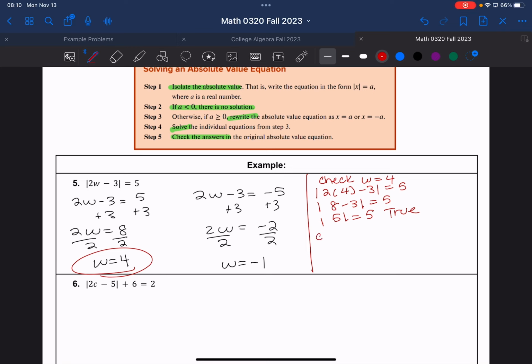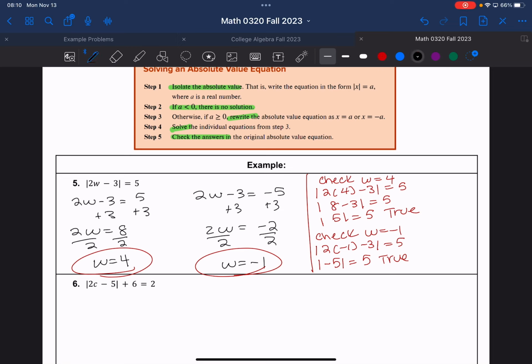Now I'm going to check w is equal to negative 1. So I'm plugging in negative 1 now. When I simplify this, 2 times negative 1 is negative 2. Negative 2 plus negative 3 is negative 5. So the absolute value of negative 5 equals 5. True or false? True, because what does the absolute value do? Turns it positive. So that means these are both my answers.